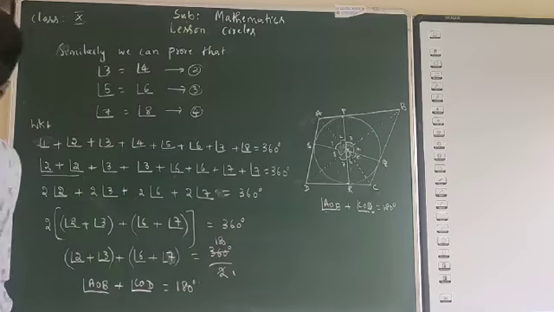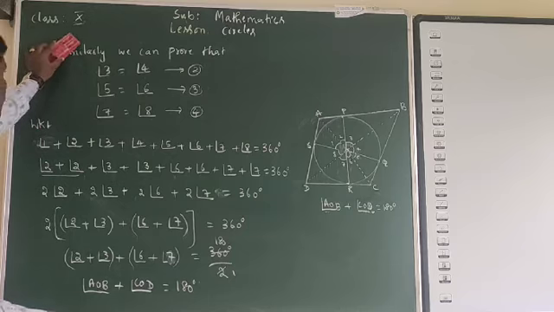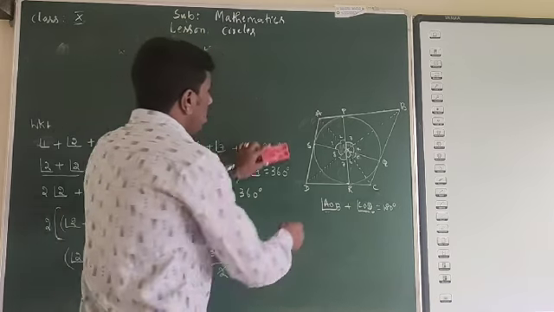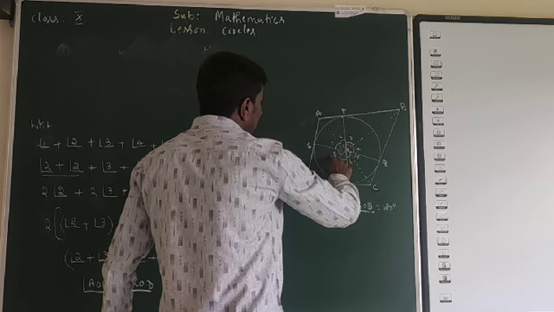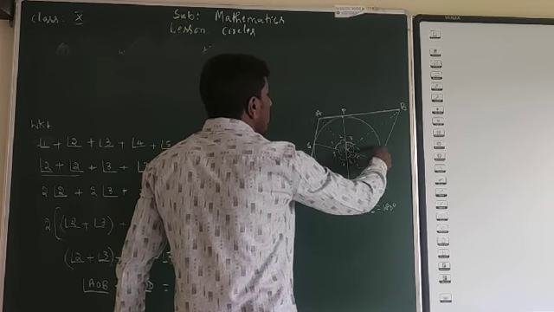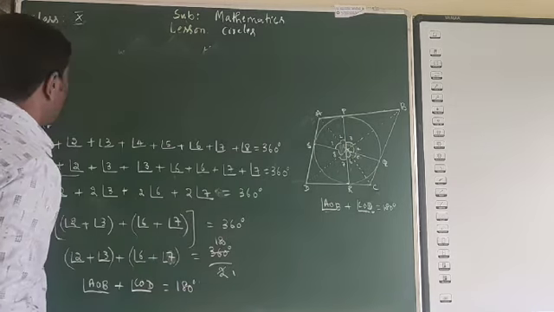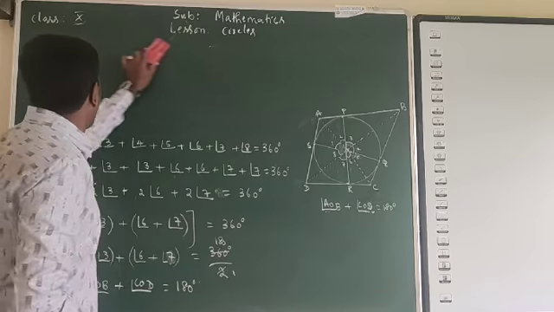Similarly, not only that, these two angles are also 180 degrees. Angle 1 plus angle 8, and angle 4 plus angle 5 will become 180 degrees. That is also true.